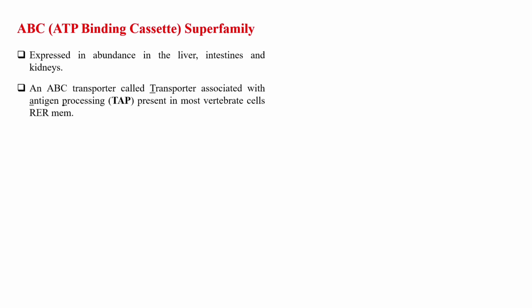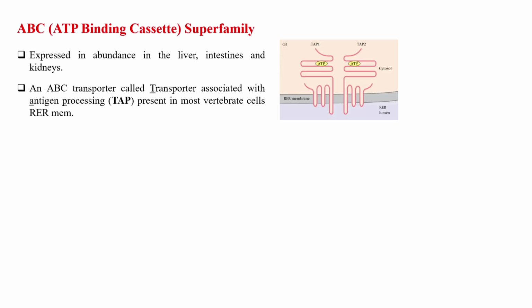Now an ABC transporter called transporter associated with antigen processing, or in short TAP, is present in most vertebrate cells in the rough endoplasmic reticulum membrane. As you can see, there are two TAP proteins called TAP1 and TAP2. These are the ATP binding domains and these are the T domains, that means transmembrane domains.